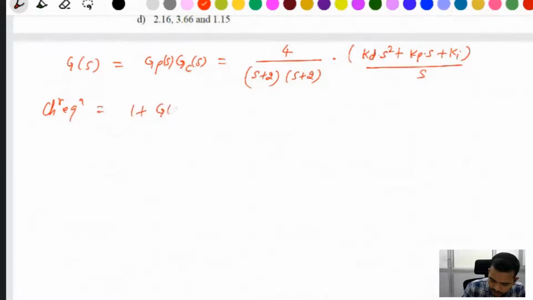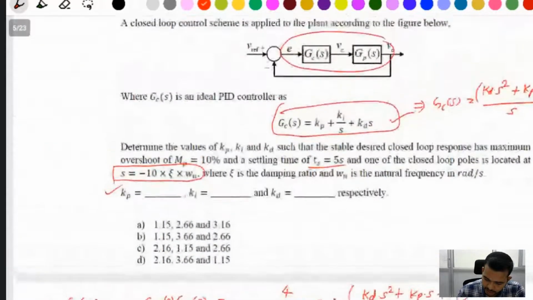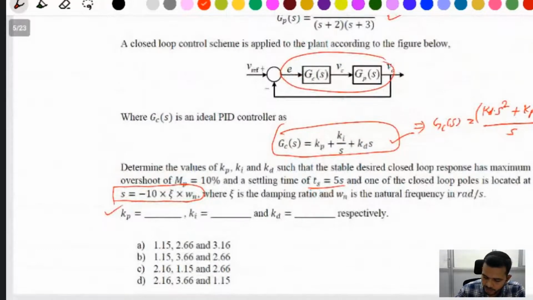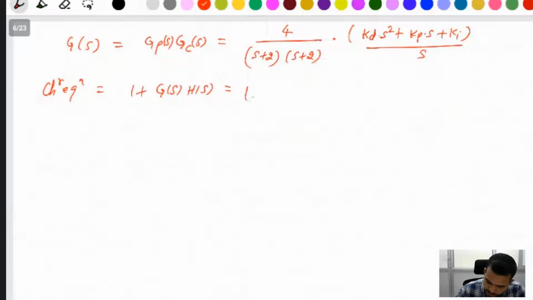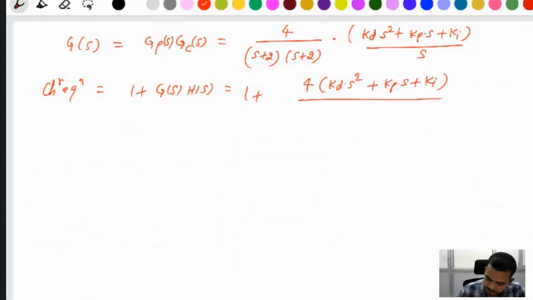Now find the characteristic equation. You know about 1 plus G(s)H(s). H(s) is given here as 1, the unit feedback control system. So 1 plus 4 KD into S square, KP into S, plus KI.